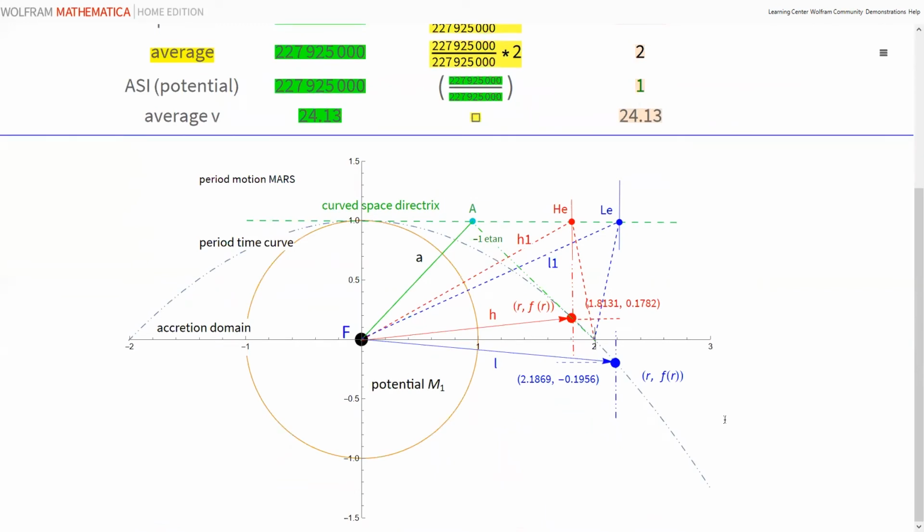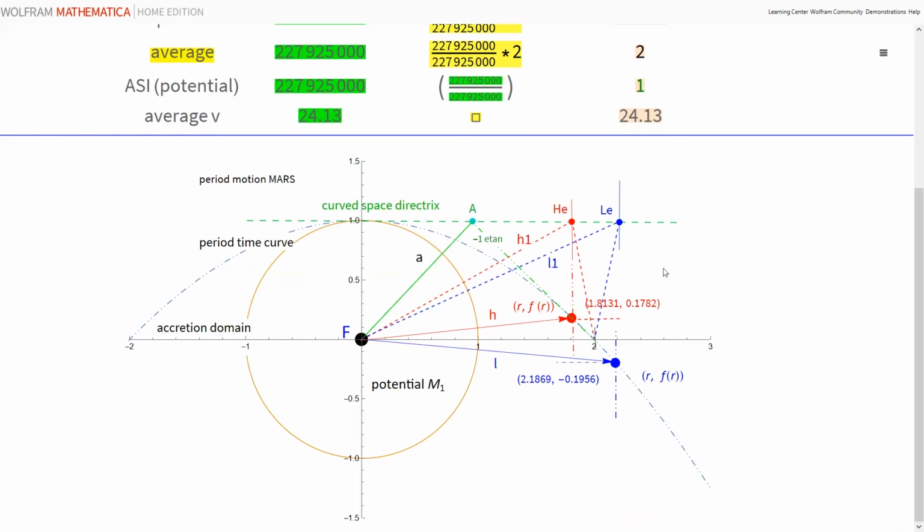Next, I mark high-end, low-end orbit elements of Mars onto the period time curve of F and reflecting abscissa parts to the curve space directrix. Low-end parameters, high-end parameters, I take the abscissa part and put them up here on the curve space directrix. Let A be the separation boundary between the micro-infinity realm of curvature and the macro-infinity domain of radius of curvature. Everything within the independent curve is the population of curvature. This is where curvature resides. Everything outside this boundary is radius of curvature.